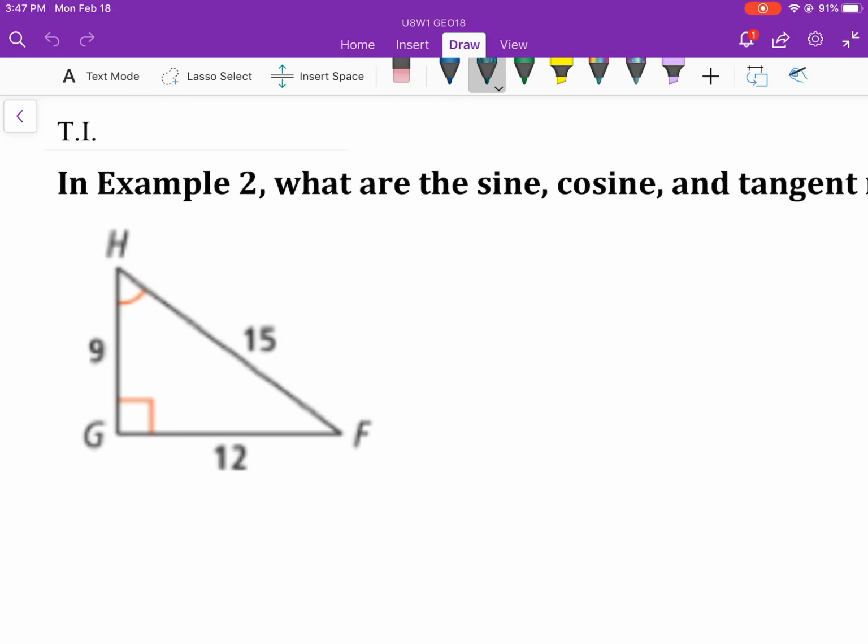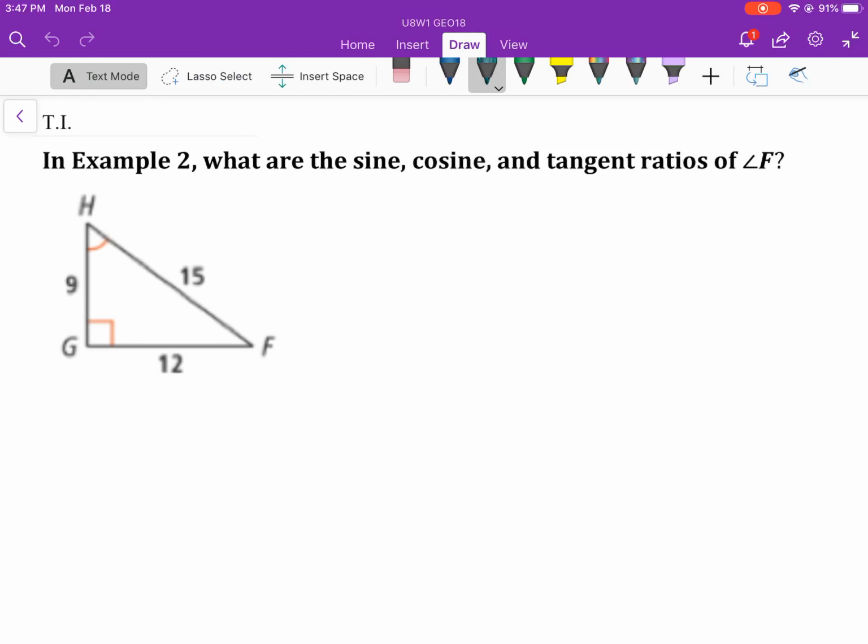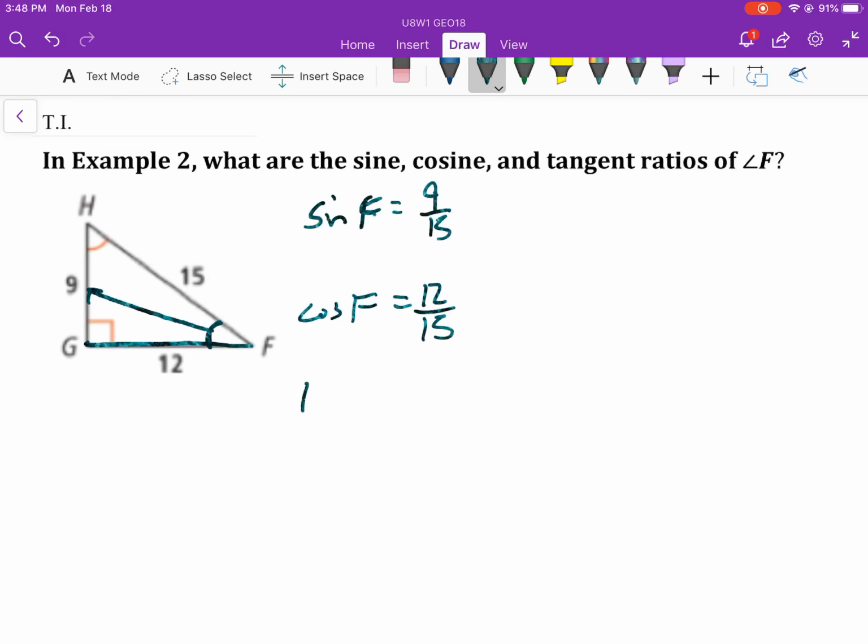Try it. Example 2, what are the sine, cosine, and tangent ratios of f? So label your new angle, draw opposite, draw adjacent. Sine of f is equal to 9 over 15. Cosine of f is equal to 12 over 15. And tangent f is equal to 9 over 12.